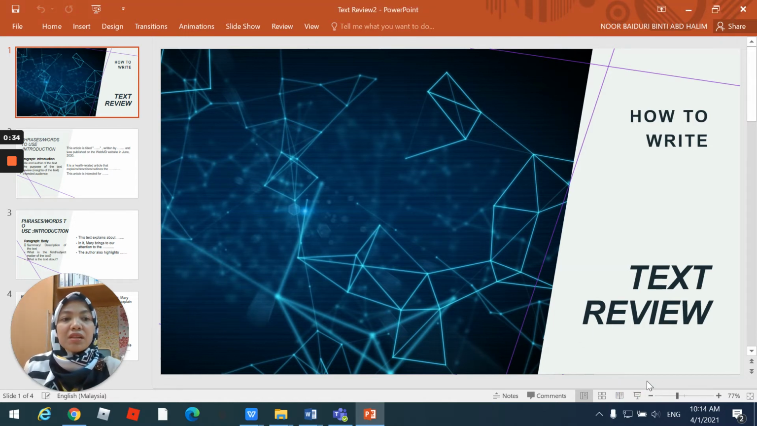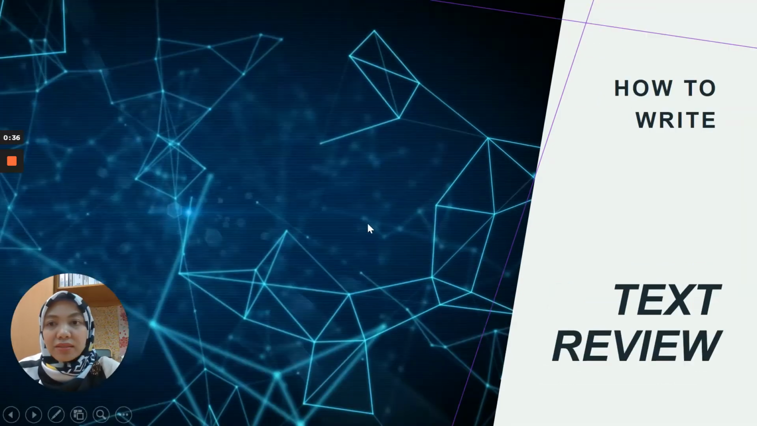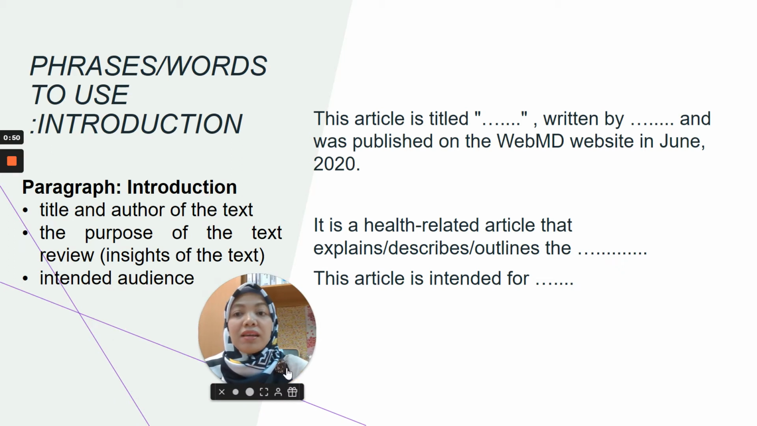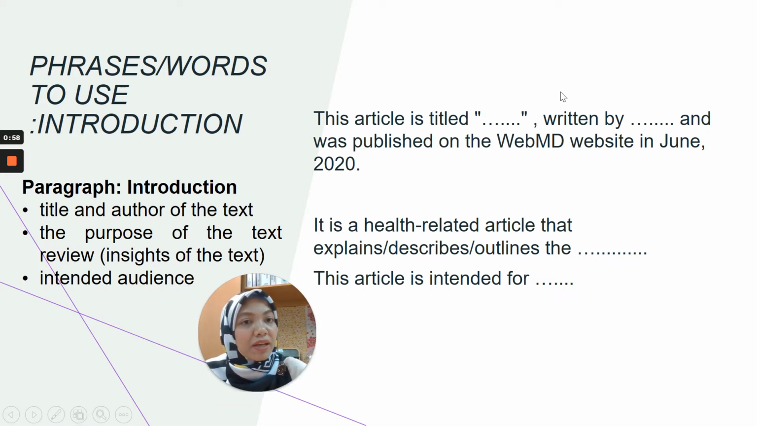Okay. So let's go. All right. So we will follow the sequence of the paragraphs. The first paragraph is your introduction paragraph. This is where you will explain the title of the text and also mention the author's name. All right, so you can follow the samples given here.